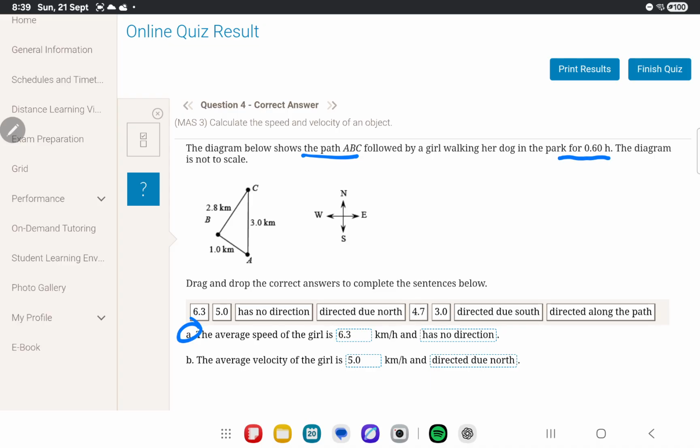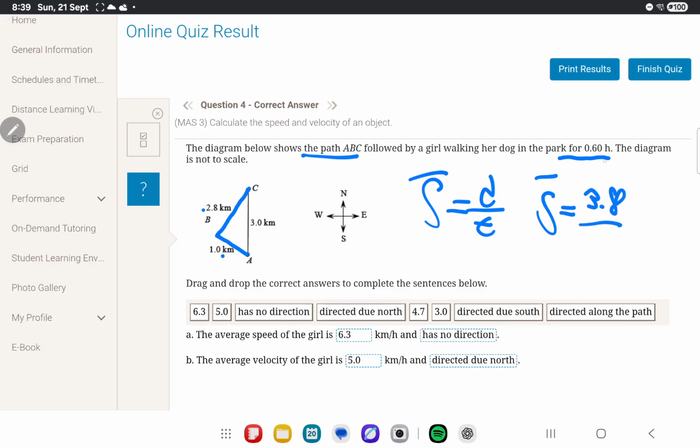So let's start with A. They want the average speed. The average speed, you should know, is distance over time. So she walks across ABC, so A to B and then B to C. The distance is 1 plus 2.8, so our distance is 3.8, over the time of 0.6 hours, as given here. On a calculator, 3.8 over 0.6 gives me 6.2 kilometers an hour, sorry, not meters per second.